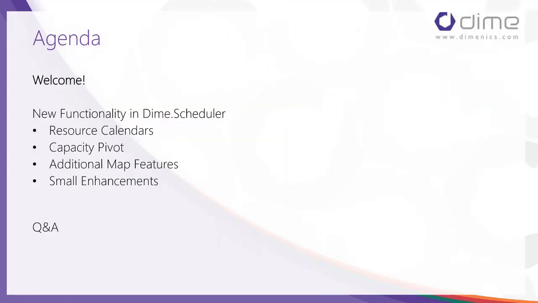Today, Tom is going to walk us through the new configurations for resource-specific calendars, show us the new capacity pivot grid that will allow slicing and dicing in your resources' availability and their load, and also take a deep dive into the additional features on working with pins on the map. He will also show us some small operational enhancements on the controls that will make a planner's life a lot easier.